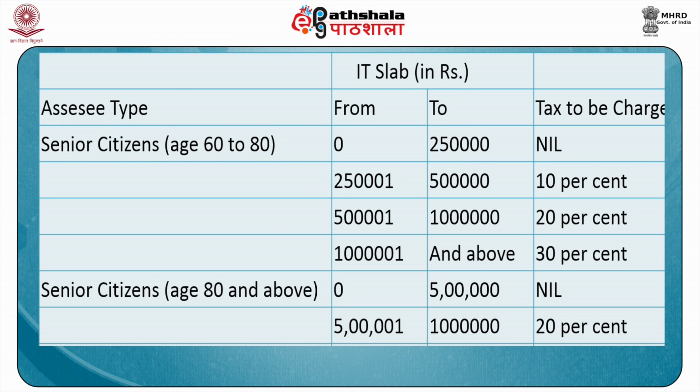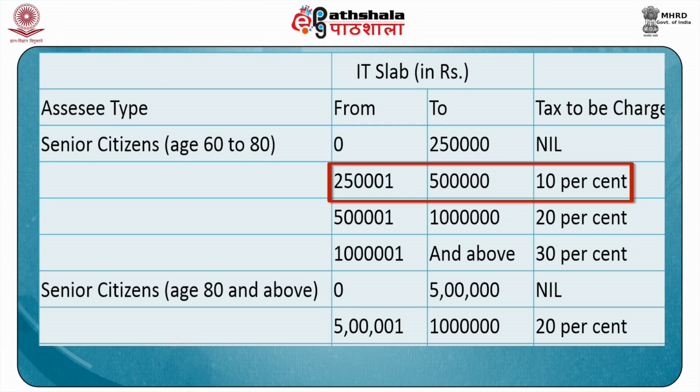There is some advantage according to your age. That means if you are a senior citizen, that means if your age is above the age of 60. So for people who are between the age group of 60 to 80, slabs are: if income is up to 2,50,000, no tax will be imposed.